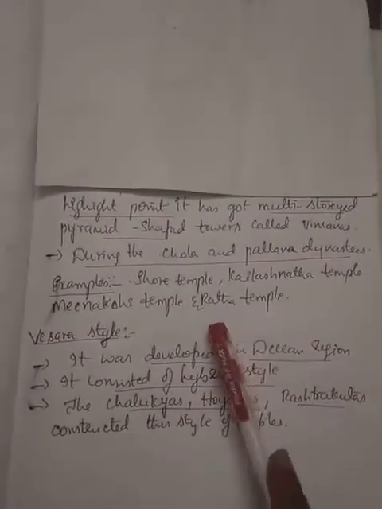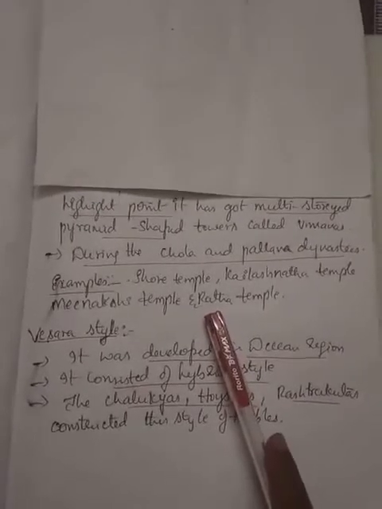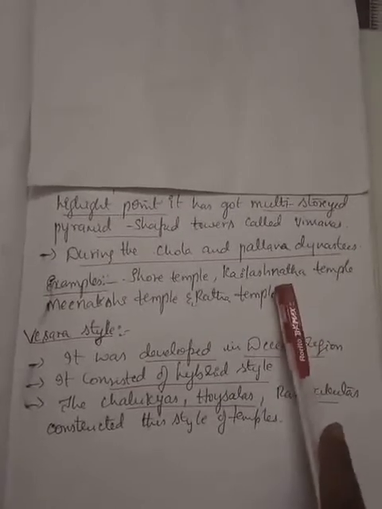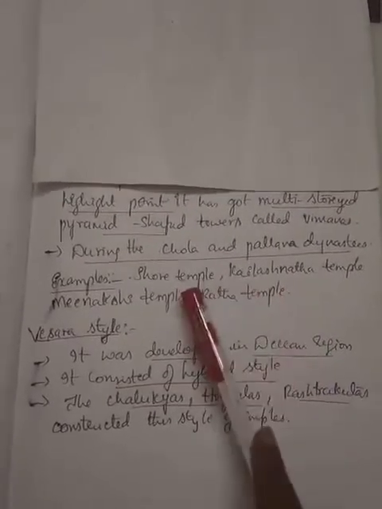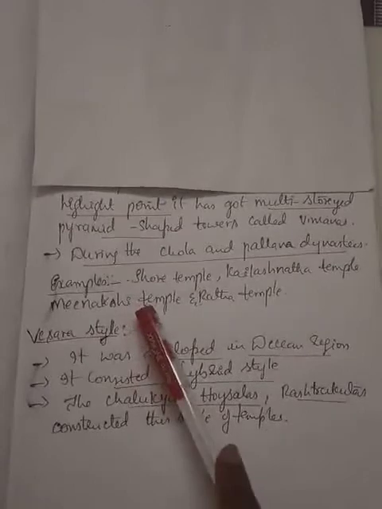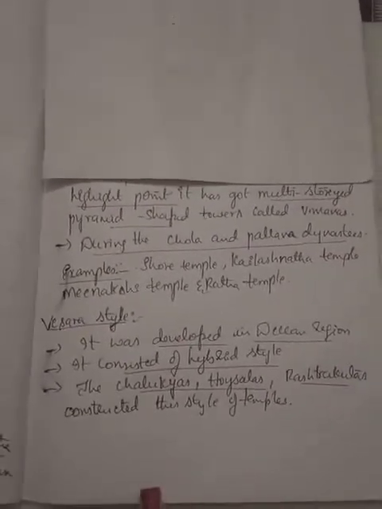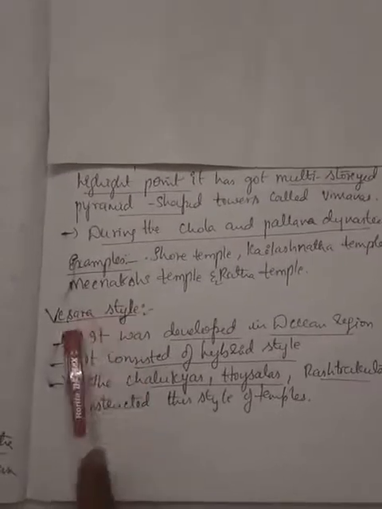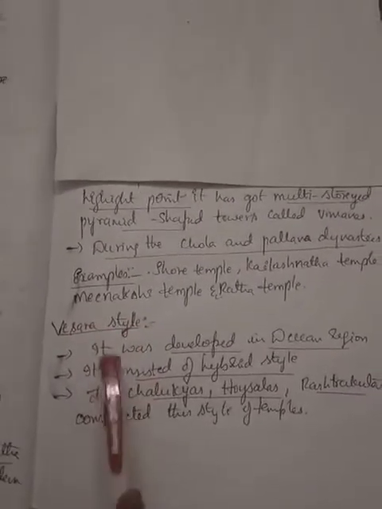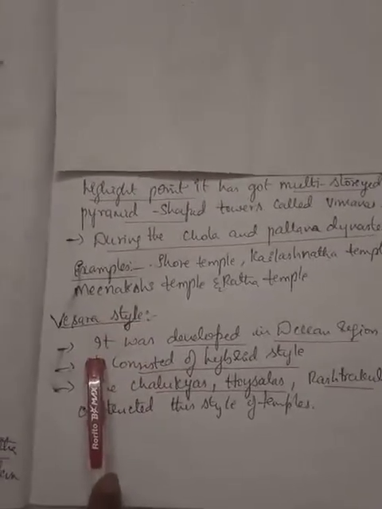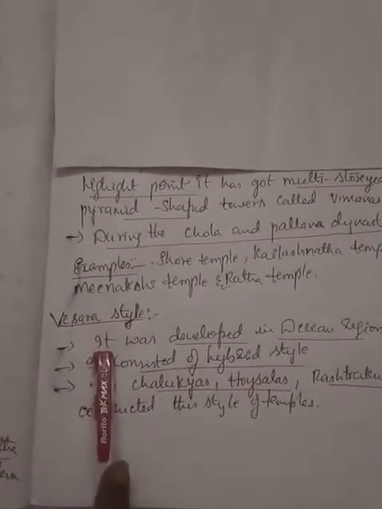Examples of Dravidian style are Shore Temple, Kailashanatha Temple, Meenakshi Temple, and Ratha Temple. These are the best examples for the Dravidian style of temple architecture. Next, third one, Vesara style. So, what does this Vesara style consist of? It consists of both Nagara style and the Dravidian style of architecture.